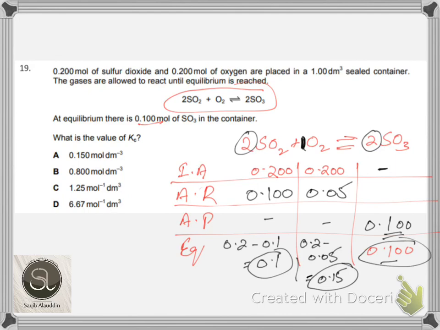Now the way we used to do it, let's calculate the value of Kc. Kc is the concentration of the product, so 0.1 square, divided by 0.1 square of the reactants into 0.15. This cancels out. The answer is 6.67. The only correct answer amongst these four is option number D. So D is the correct answer.